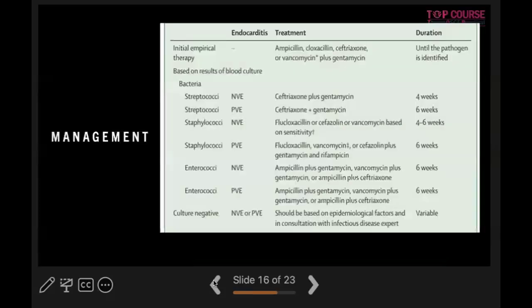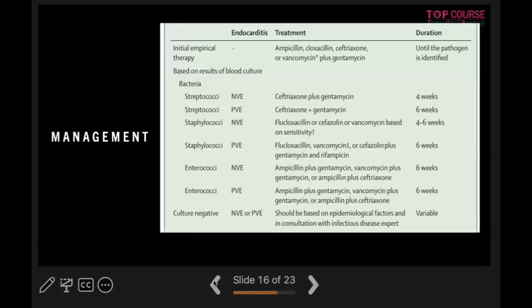Coming on to the management, as I already told you, the first line of management is the antibiotic, and you have to cover the most common organisms. That is, Streptococcus and Staphylococcus form the majority, right? So both should be covered with your antimicrobial therapy. The initial empirical therapy can be started with any one of the antibiotics like ampicillin, cloxacillin, ceftriaxone, or vancomycin, but you have to include gentamicin also until the pathogen is identified.